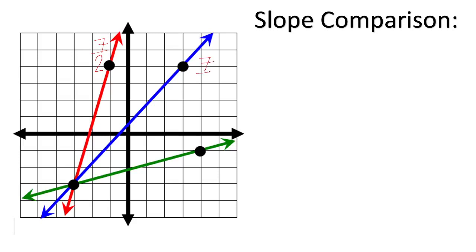7/6. What about the green line? What's the slope of the green line? 2/7.